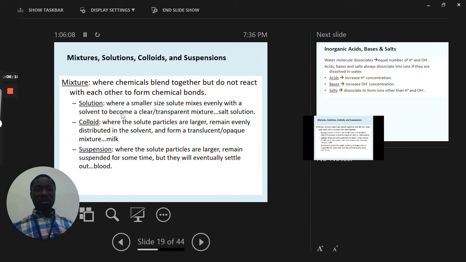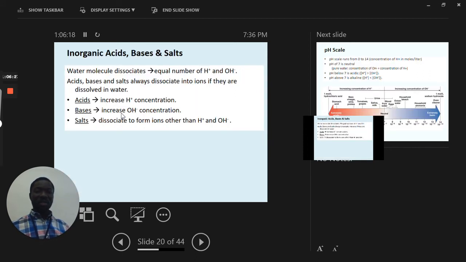Then a colloid is when the solute particles are larger and they remain evenly distributed in the solvent. Just look at suspension. I'm not too keen about that. Now, inorganic acids, bases, and salts.